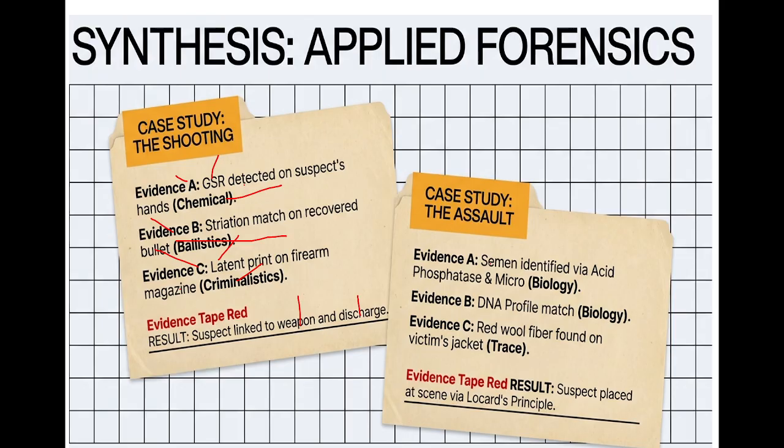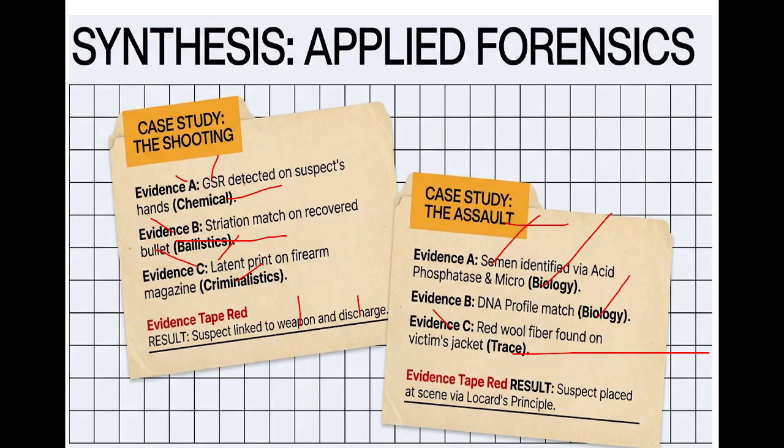Okay, what about the assault case we just talked about? We're looking for evidence A, semen identified. Okay, biology. Evidence B, DNA profile and matching, biology. Evidence C, red wool fiber found on victim's jacket or blue polyester traces. That is strong evidence as well.